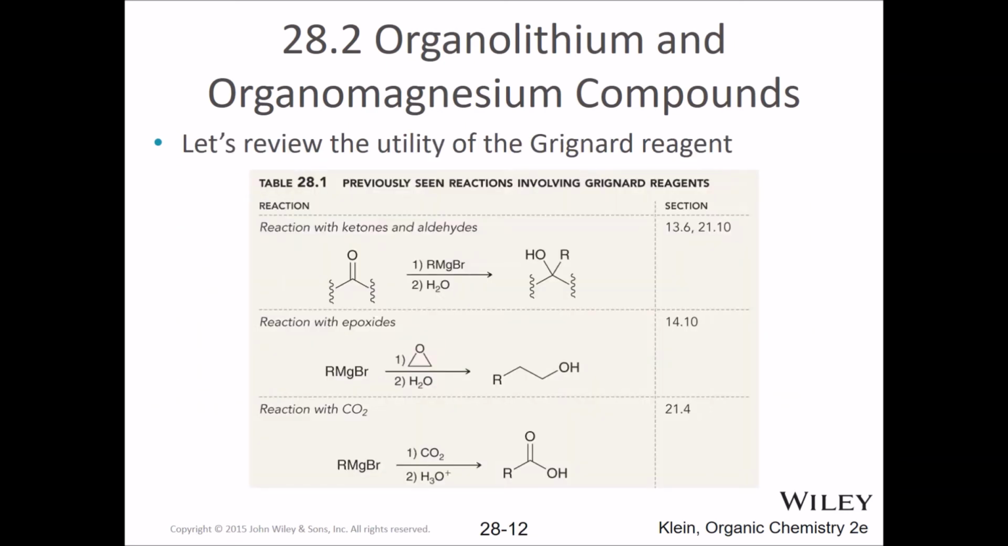Okay, I think this is the last slide for this presentation. Let's review the utility of the Grignard reagent. You've seen this before. There's your Grignard. Here's a ketone or an aldehyde. And you make an alcohol, right, by following it up with water. Or you can take a Grignard, treat an epoxide with it, follow it with water, and you get an alcohol. All right, that was chapter 13. We haven't done chapter 21 yet. There's chapter 14. We haven't done chapter 21 yet. So this will be so predictable once you get there, but right now let's skip that.